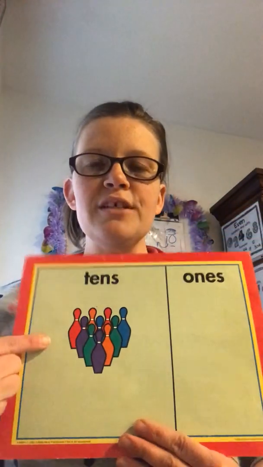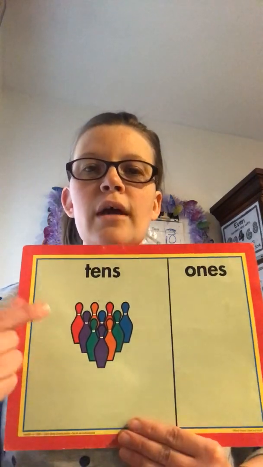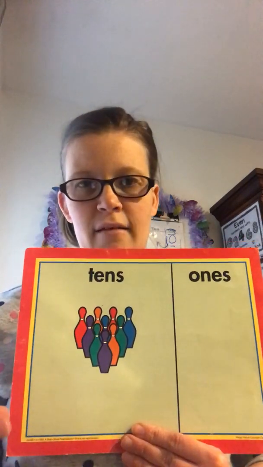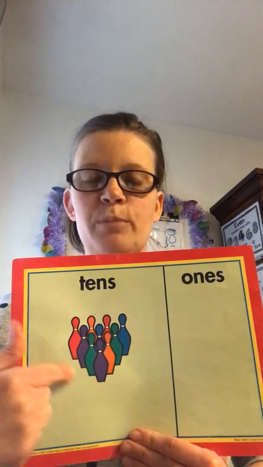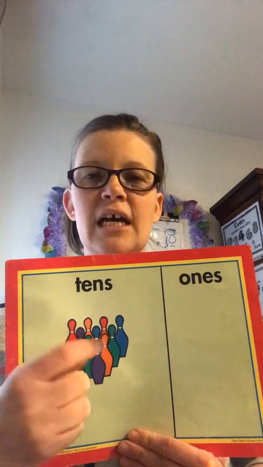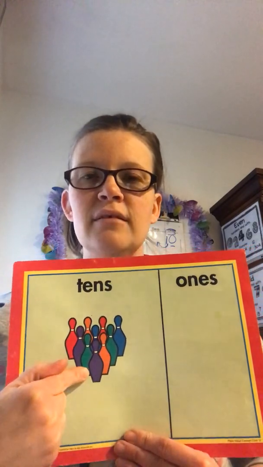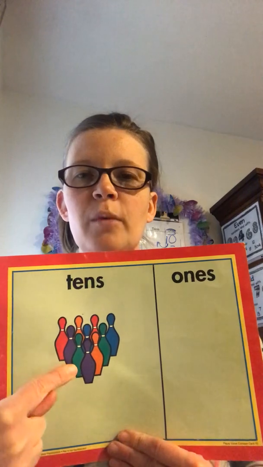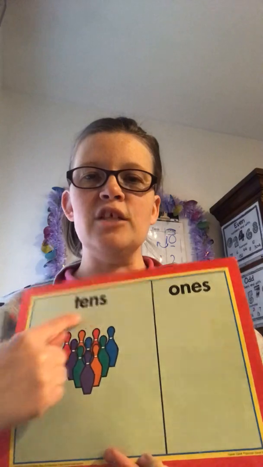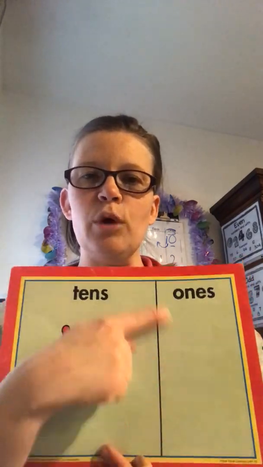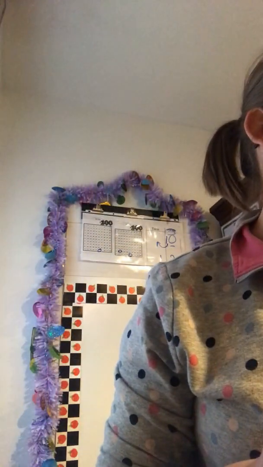Okay, let's do this one. Whenever something is in the tens column, it has to be in a group of 10. So I don't have to count all of these bowling pins. I know that if it's in the tens column, it's a group of 10. So I can just call this 10. And then there's no ones, so my number is 10. 10 means one group of 10 and 0 ones. That is 10.